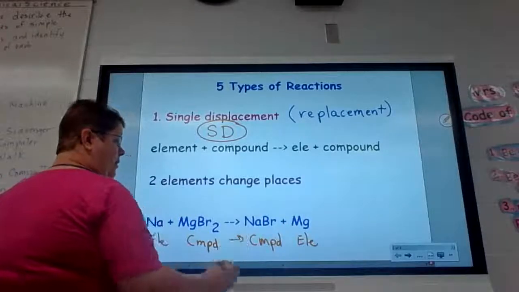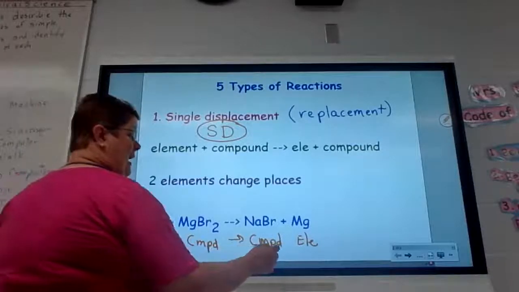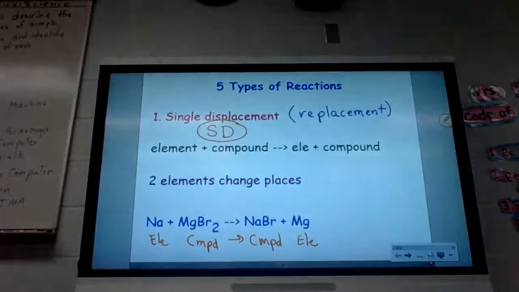So, on the reactant side, I have one element plus a compound. On the product side, I have a compound plus an element. So, that's what makes it a single displacement. Anybody want to take a shot and guess what two things switch places? Mg and Na. Yep, the Na and the Mg switch places. If you don't get it and don't see it, it's A-okay. I was just merely asking. I'm going to teach you how to switch the two elements and how to figure it out. I was just curious if anybody was able to figure it out.